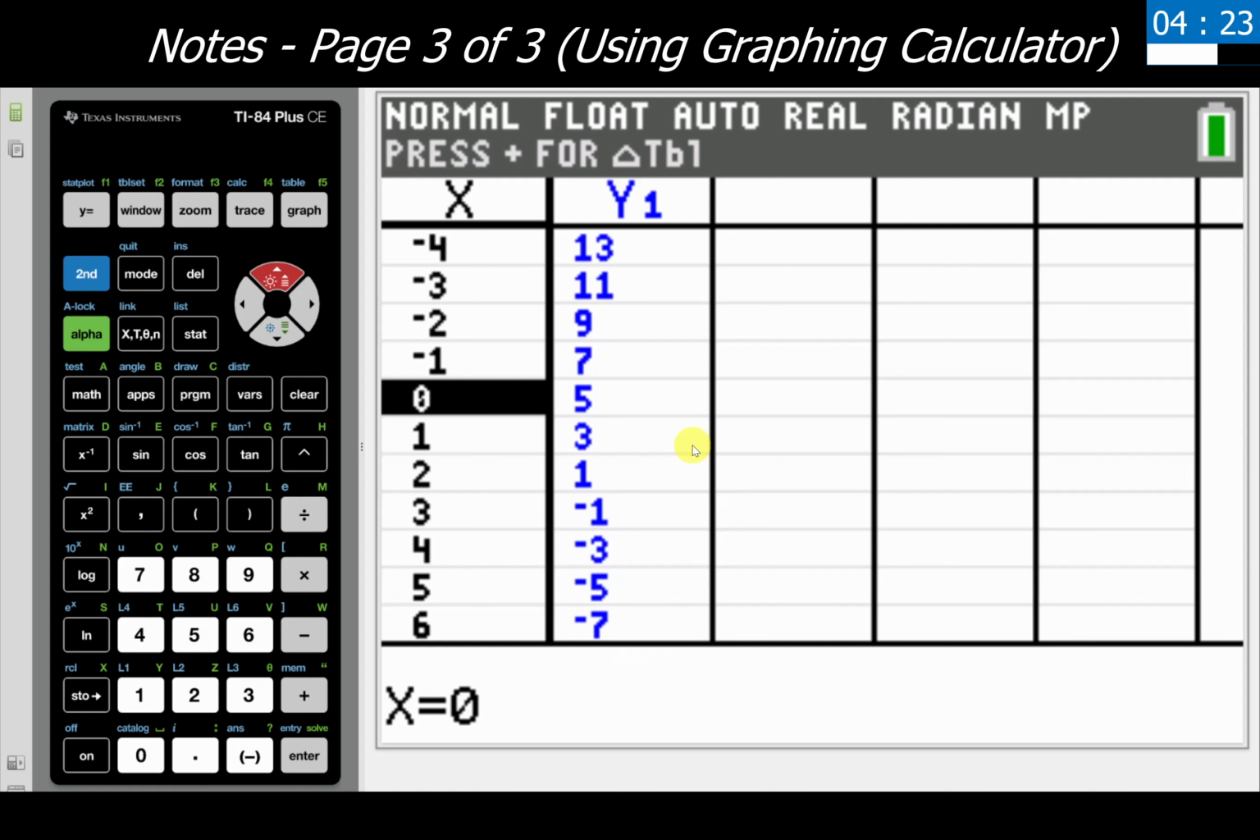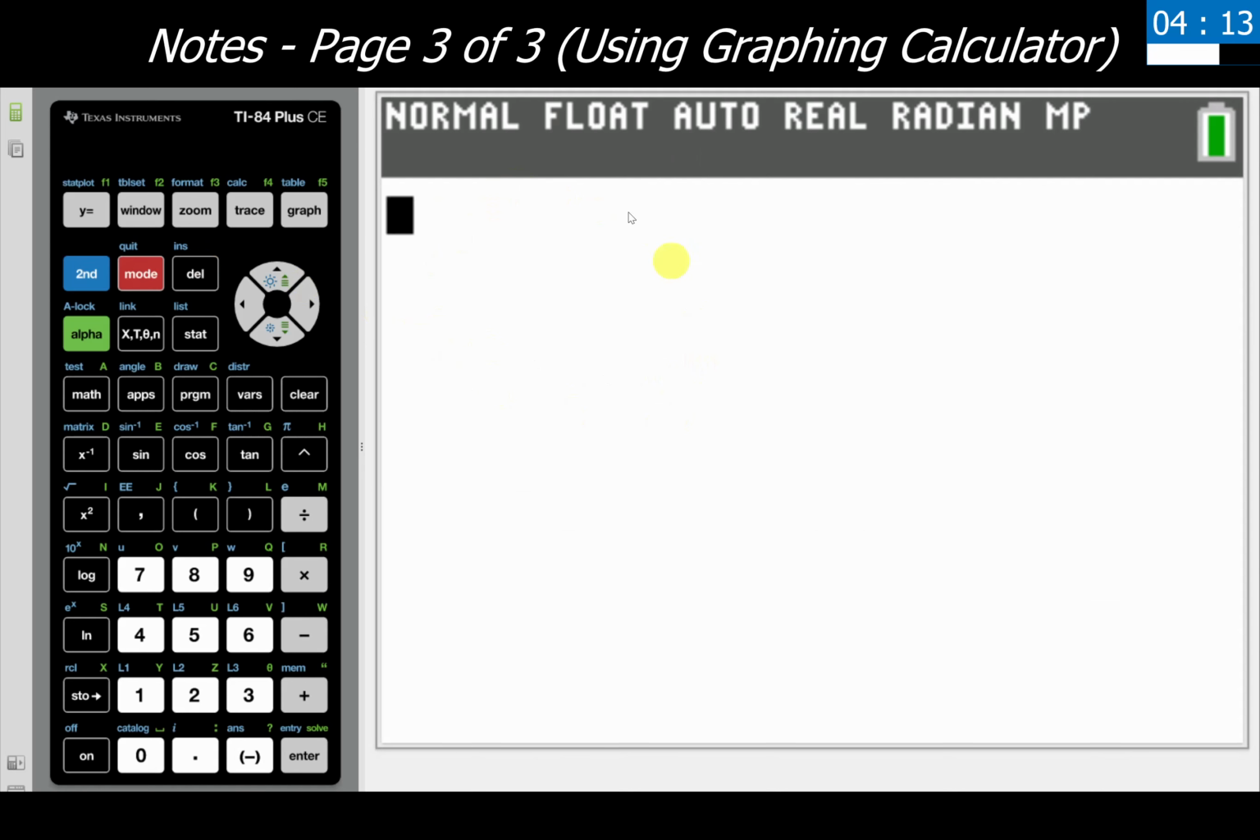Either one will work to view your data and view a table like we want to. Now I'm going back to my home screen. It's going to be the second mode, quit. It puts us right back to our home screen here. Problem 10 is telling us use the function f of x equals 2x plus 3.